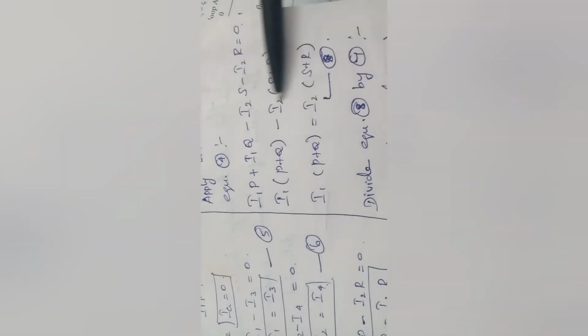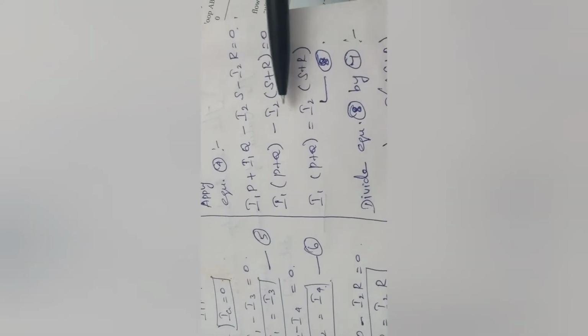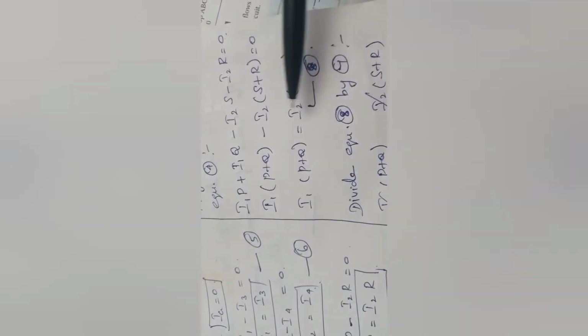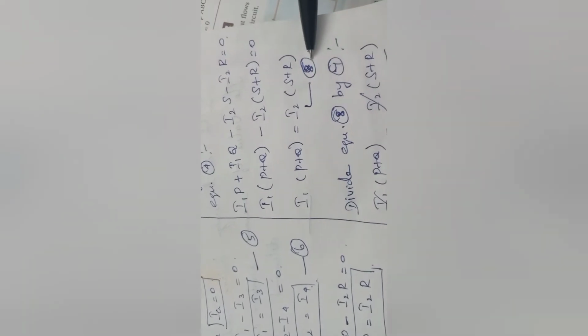So then applying all the values in equation number 4, the last loop, where you apply the second rule. Here I1P is there. Instead of I3, we substitute the I1 value. Instead of I4, apply the I2 value. So I1P plus I1Q minus I2S minus I2R is equal to 0. Then take the common values. So I1 for these two terms: I1 times P plus Q, minus I2 times S plus R, is equal to 0. Then I1 times P plus Q is equal to I2 times S plus R. So this is equation number 8.